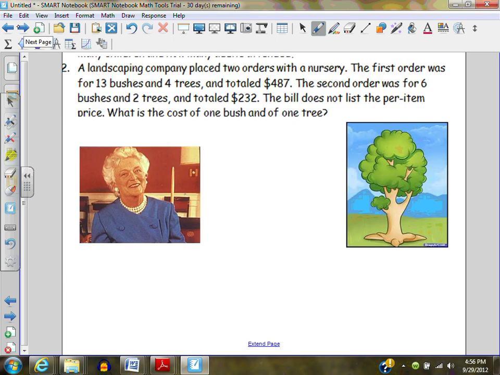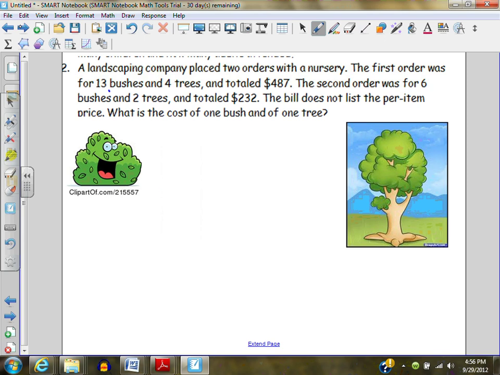All right, this is about bushes and trees. Oh, not that type of bush. That type of bush. Okay, so I want you to freeze the frame again. This one is pretty easy. Do this problem. Here we are. We're back, right? So we have 13 bushes plus 4 trees equals $487. And then 6 bushes plus 2 trees is equal to $232.